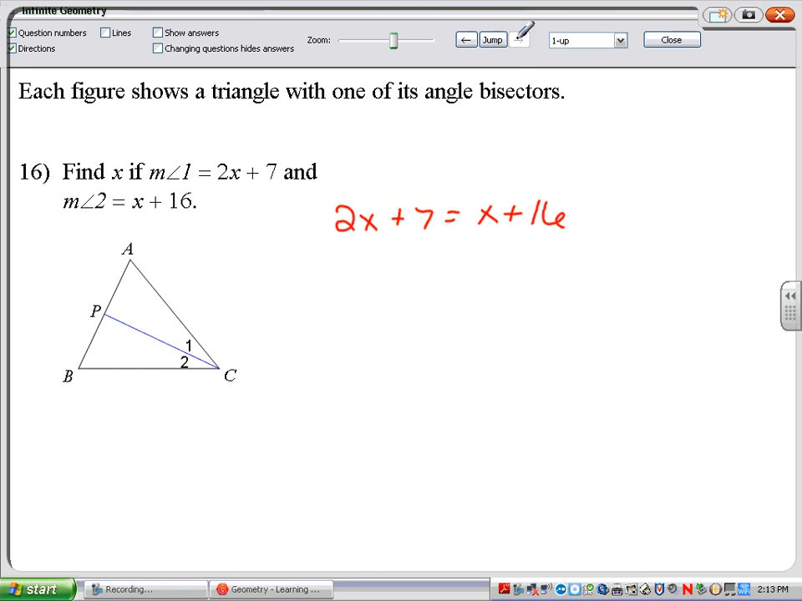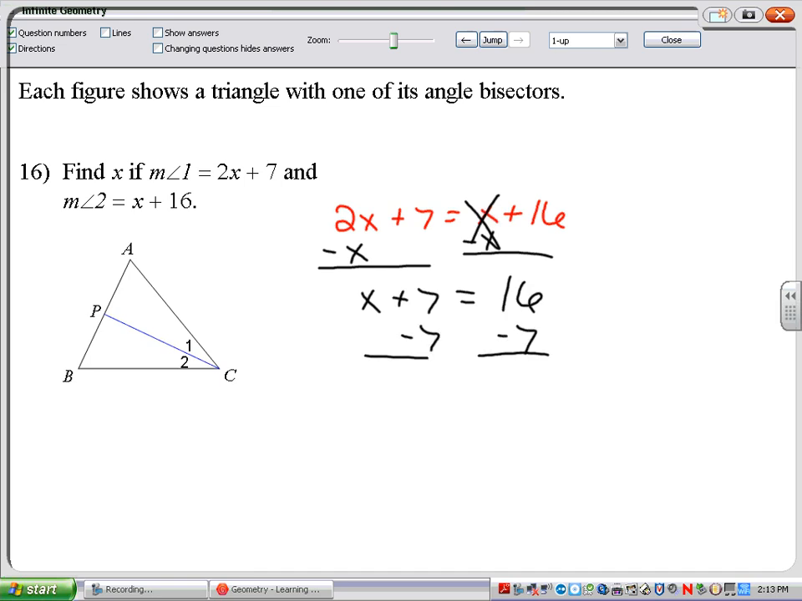So let's solve. I'd say just subtract x from each side. So I get 1x plus 7 is 16. And then subtract 7 from each side. X would be 16 minus 7, an answer of 9.